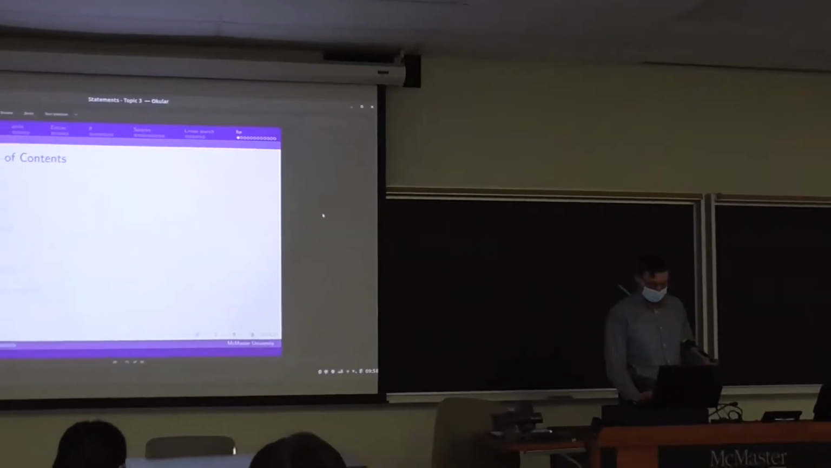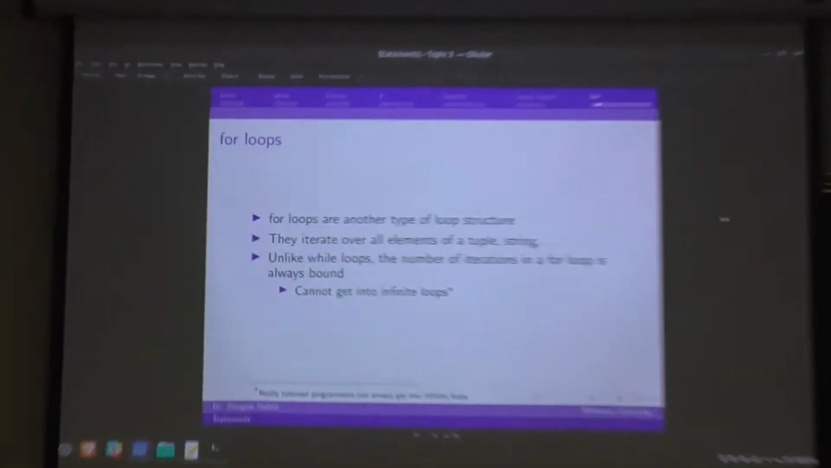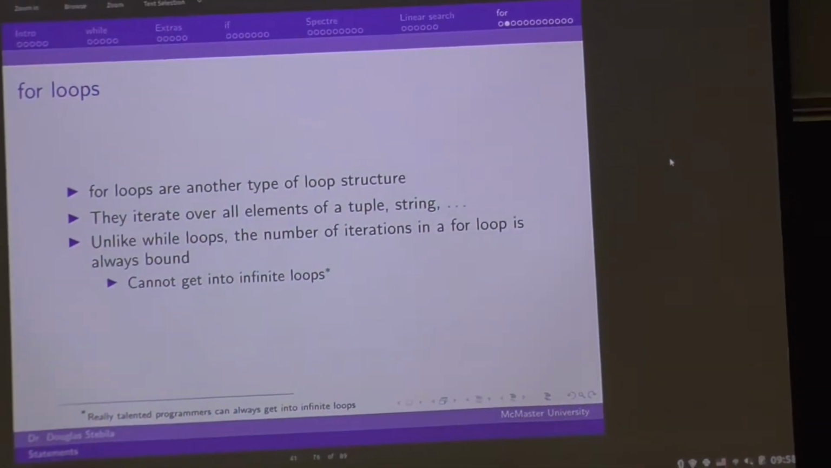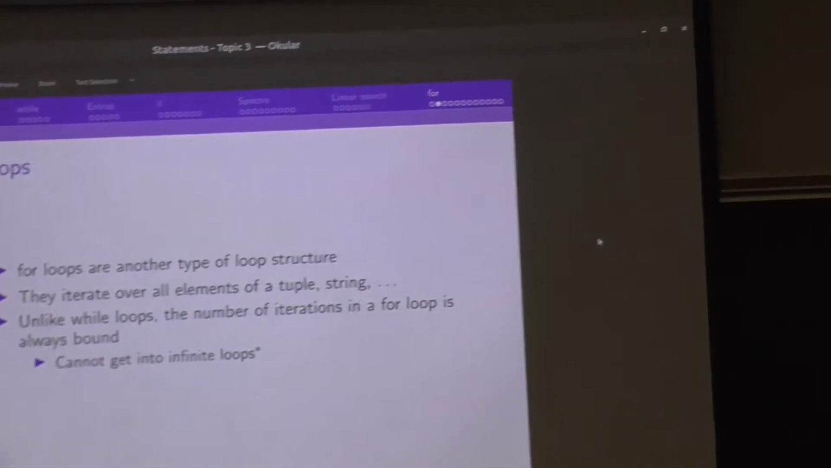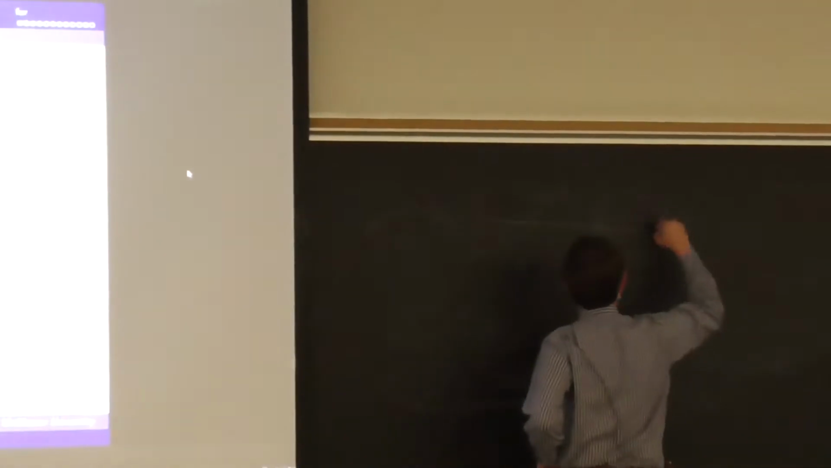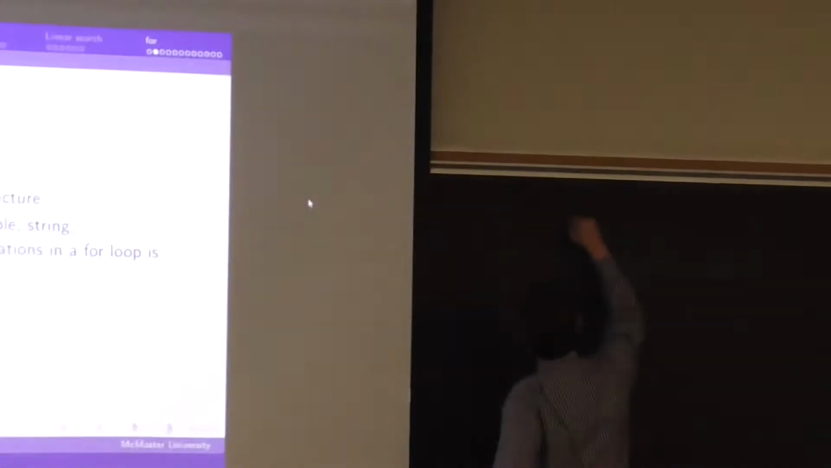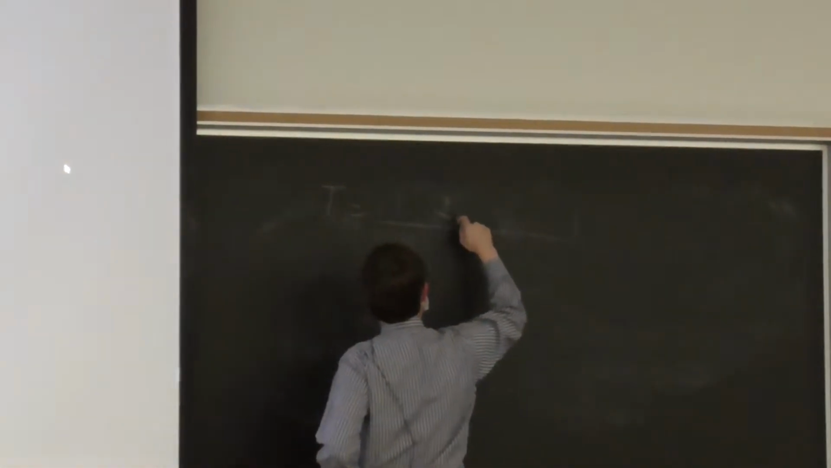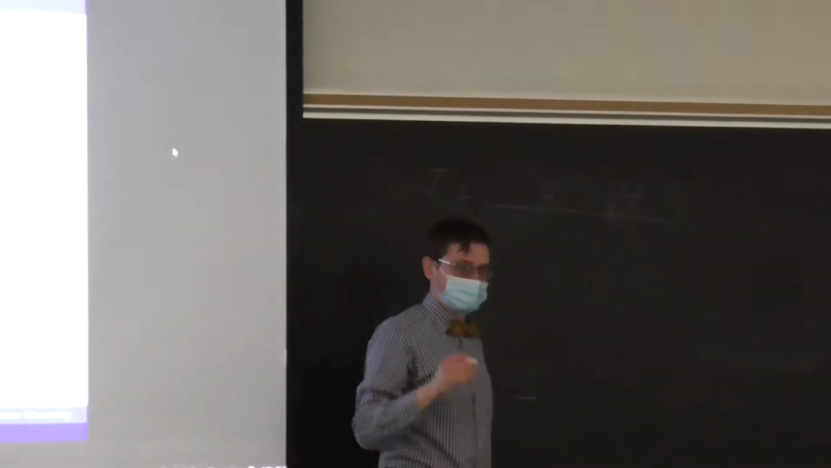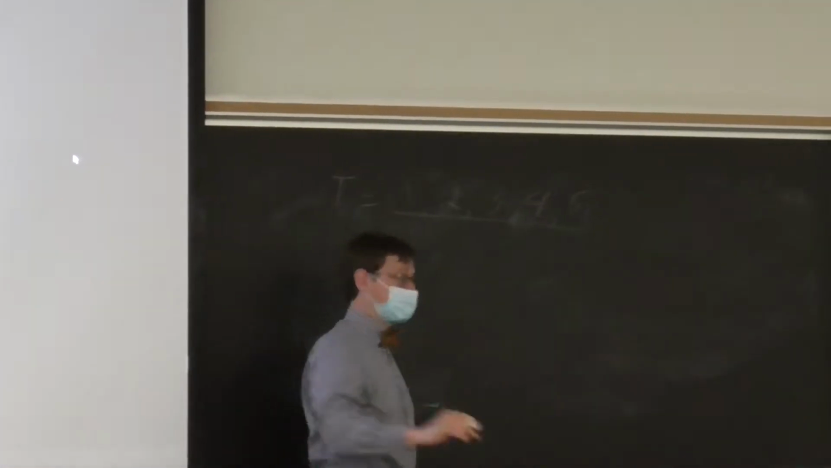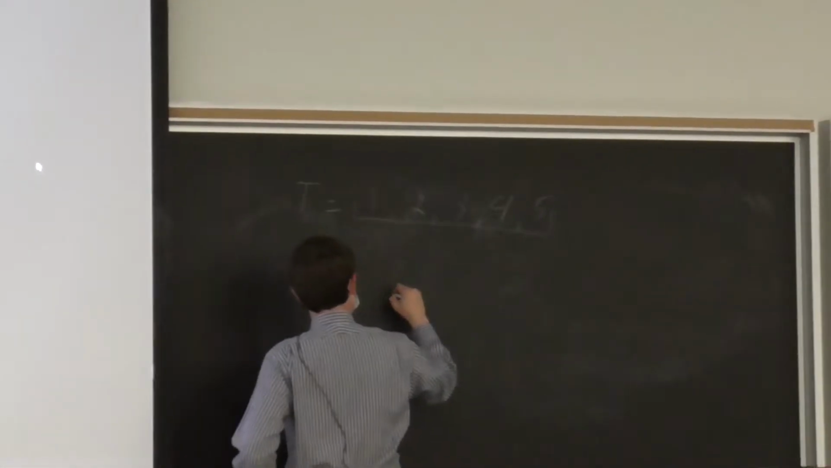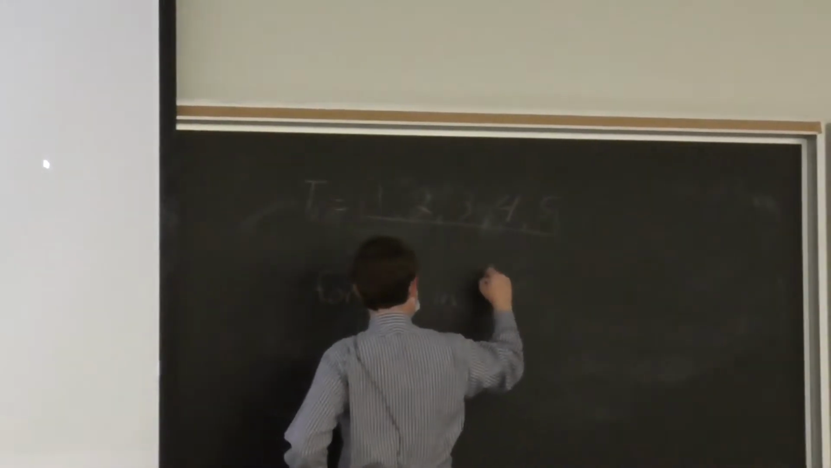So, what is a for loop? I will illustrate on the blackboard. Let's say we had a data structure. Let's call it T for tuple. It contains a 1, a 2, a 3, a 4, and a 5. A for loop is structured like this. This is how you write a for loop: for element in tuple.